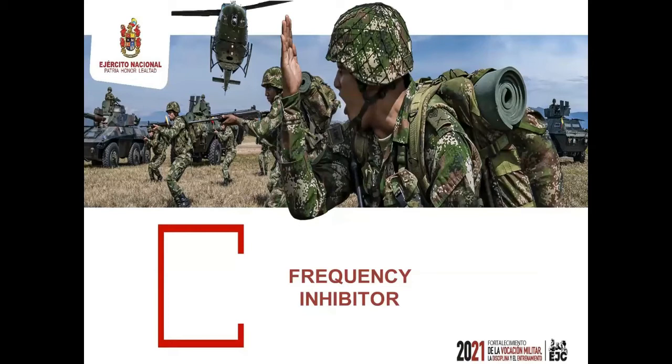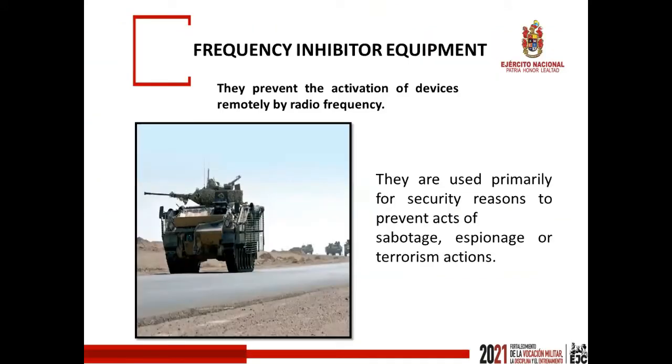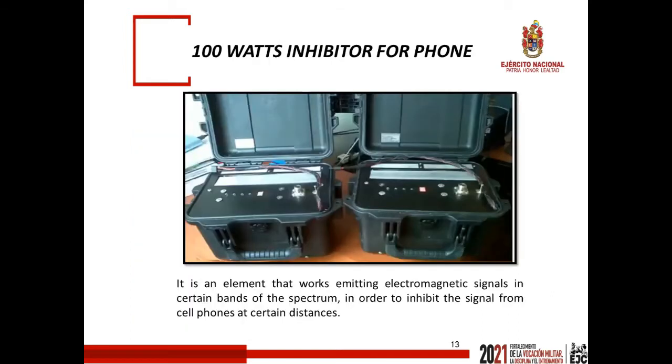So in this part, we study the frequency inhibitor. These inhibitors prevent the action of devices remotely by radio frequency. They are used primarily for security reasons to prevent acts of sabotage, espionage, or terrorist actions. Like this, the inhibitor of 100 watts against phone signals. It's an element that works emitting electromagnetic signals in certain bands of the spectrum through the air in order to inhibit the signal from cell phones at certain distances.